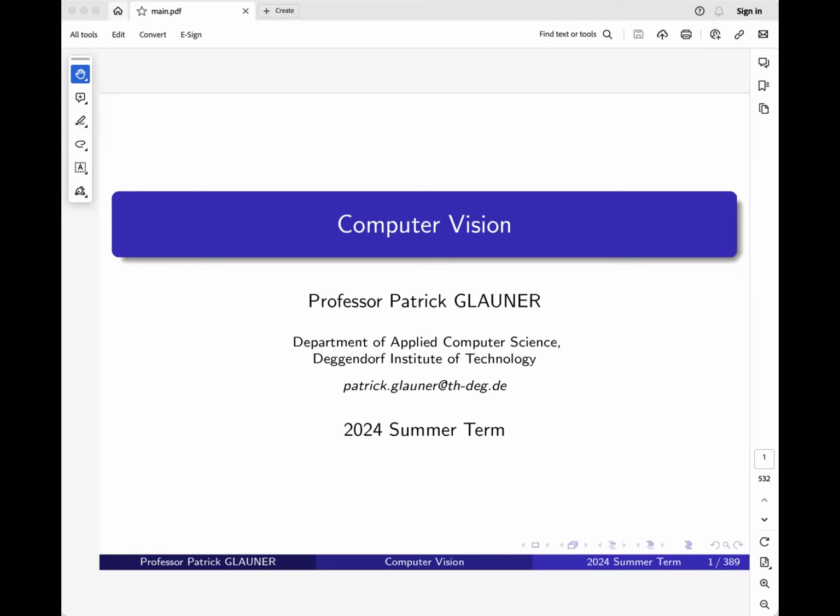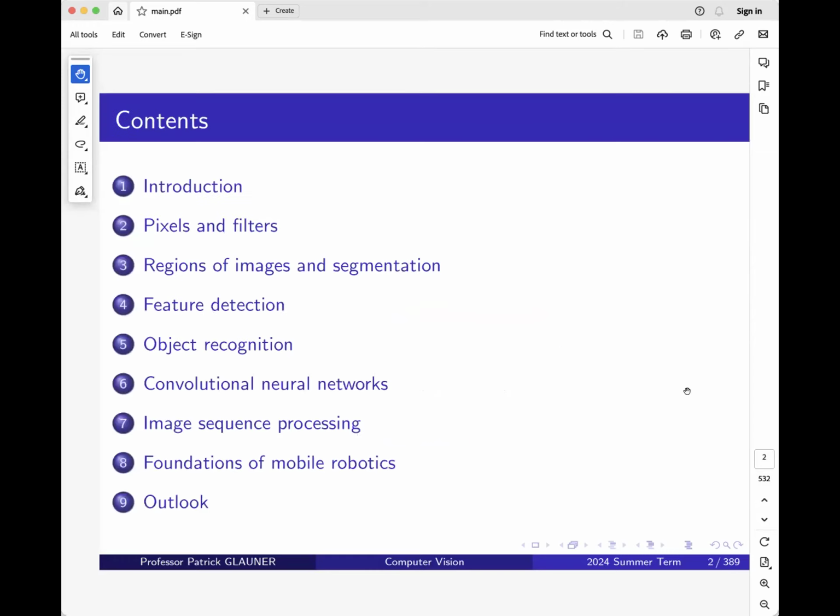Good afternoon and welcome to the second lecture of computer vision. Today, we will start as usual with a quick revision of what we did last week, and then we will continue today with chapter 3 and continue with chapters 4 and 5. So today, we will work all our way up to object recognition, and next week, we will then look into neural networks as one approach to solve a lot of computer vision problems, including object recognition.